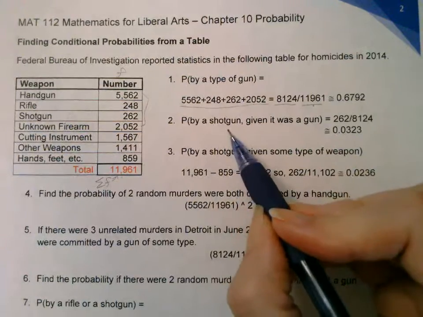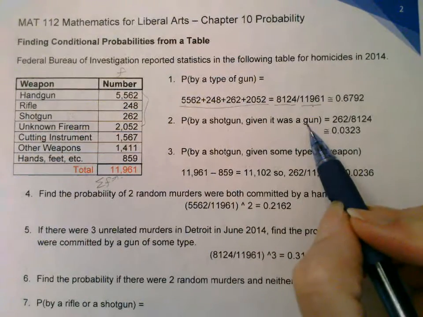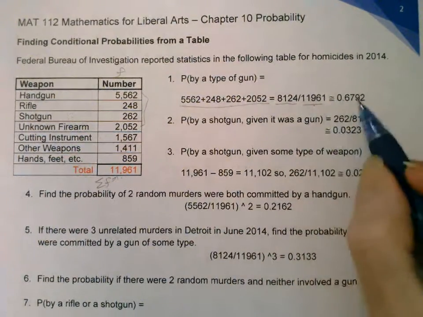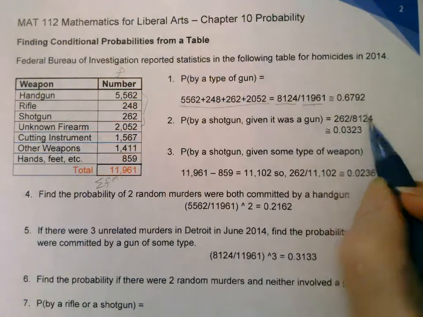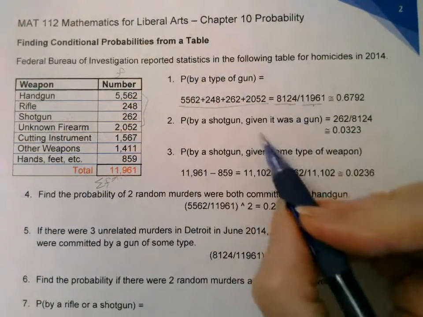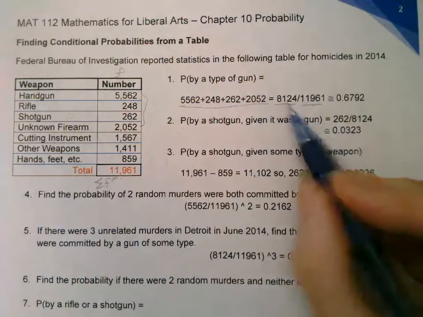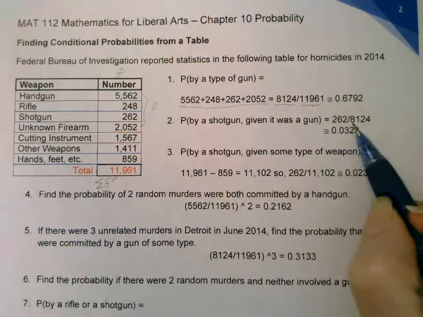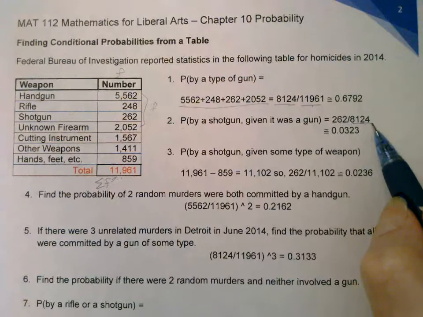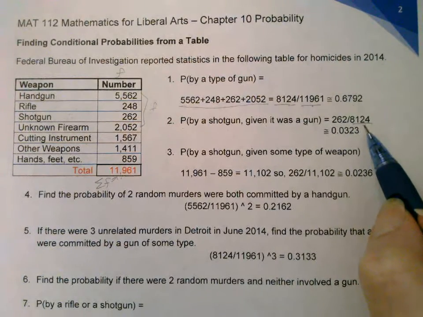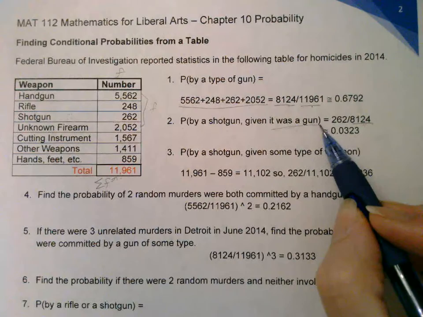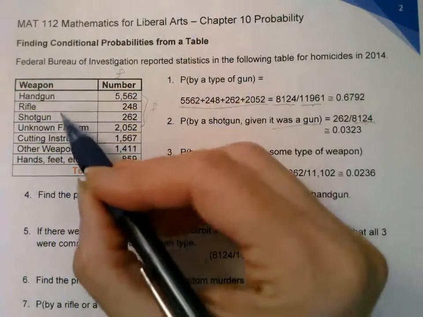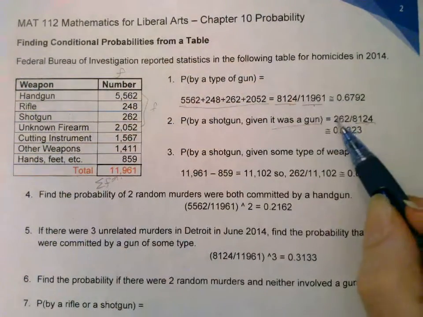Probability by a shotgun, given it was a gun. So givens, remember, have different denominators on the bottom. Up here, we actually added up all of the types of guns, frequency-wise, okay, and got this 1824. So that will be our denominator. So given that it was a gun, shotgun individually, though, is 262.